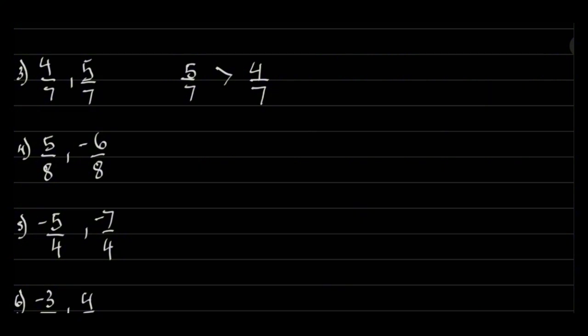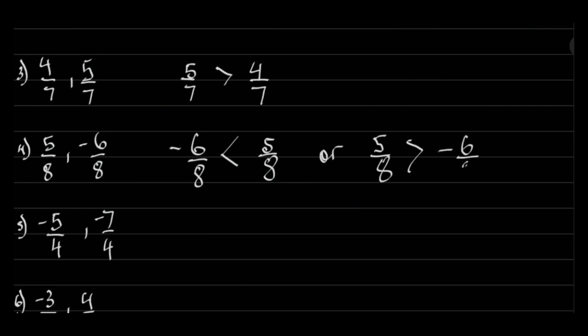Question 4, we have 5 over 8 and negative 6 over 8. The negative fraction is always less than the positive one, just as we have in whole numbers. So negative 6 over 8 is less than 5 over 8. It could also be written as 5 over 8 is greater than negative 6 over 8.